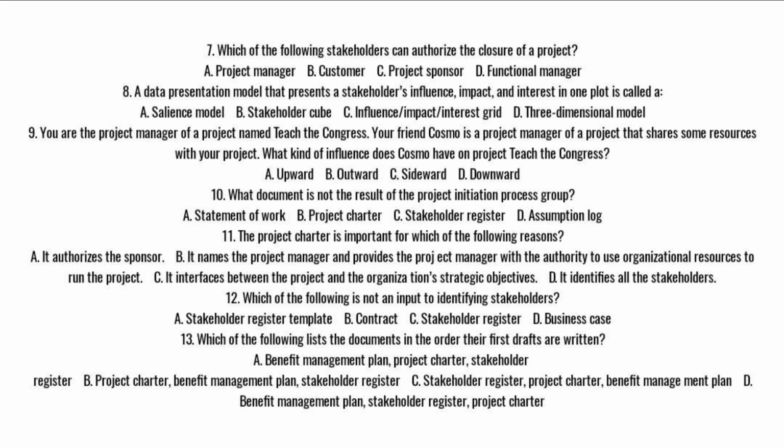13. Which of the following lists the documents in the order their first drafts are written? A. Benefit Management Plan, Project Charter, Stakeholder Register. B. Project Charter, Benefit Management Plan, Stakeholder Register. C. Stakeholder Register, Project Charter, Benefit Management Plan. D. Benefit Management Plan, Stakeholder Register, Project Charter.